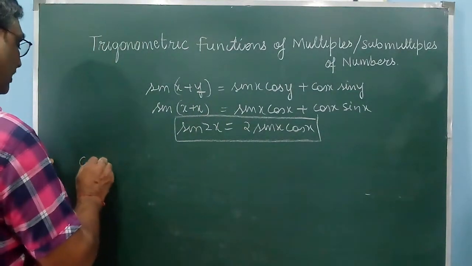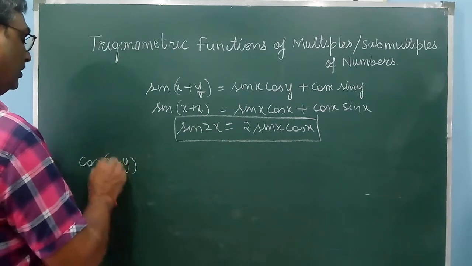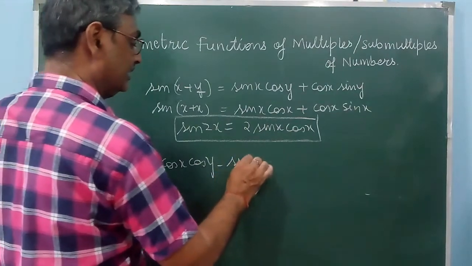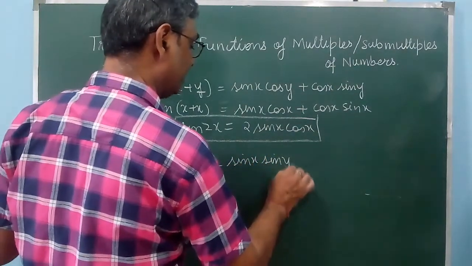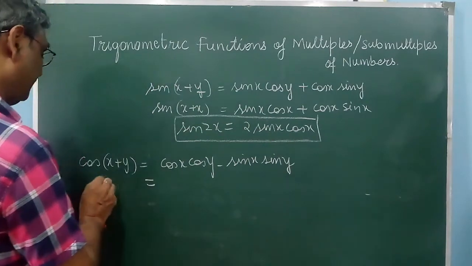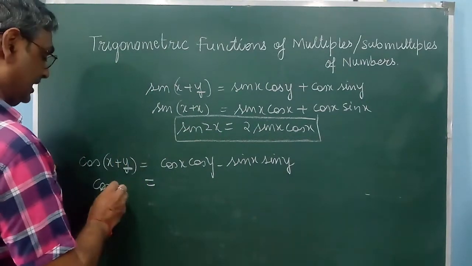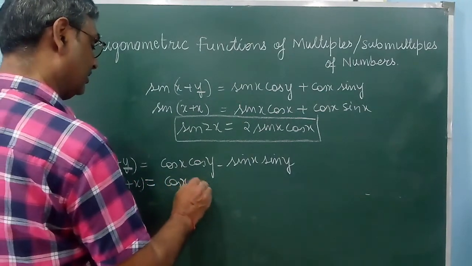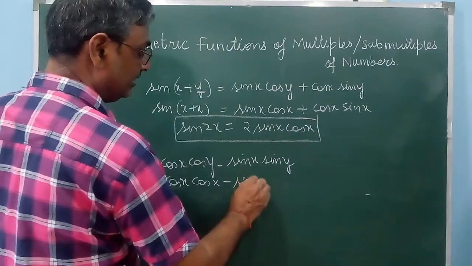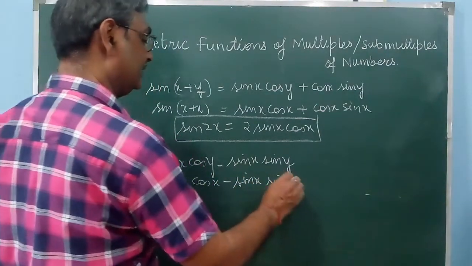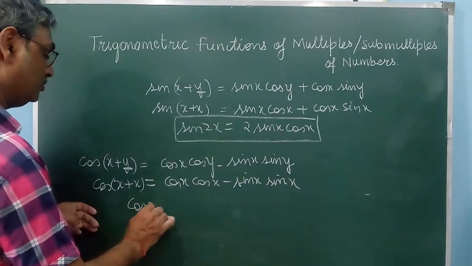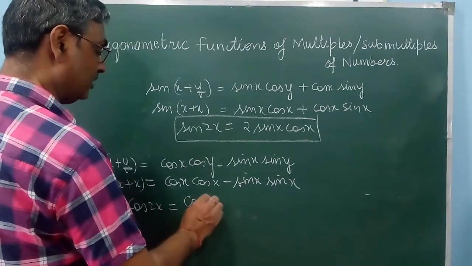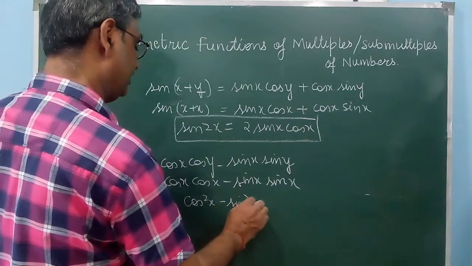Likewise, we can have cos(x + y). Cos(x + y) is cos x cos y minus sin x sin y. If I put y as x, then cos(x + x) I can write as cos x cos x minus sin x sin x. This means cos 2x equals cos square x minus sin square x.